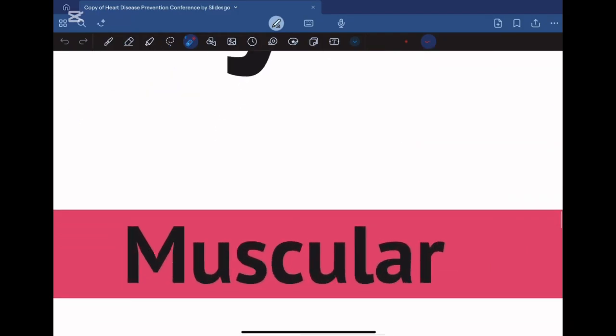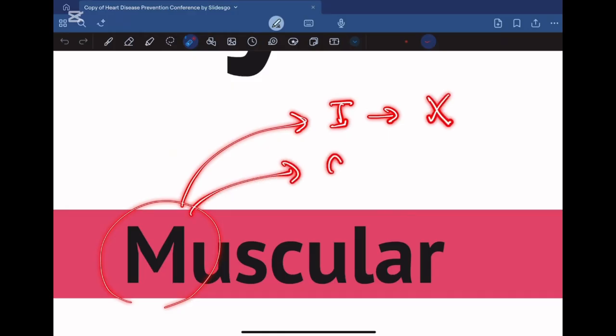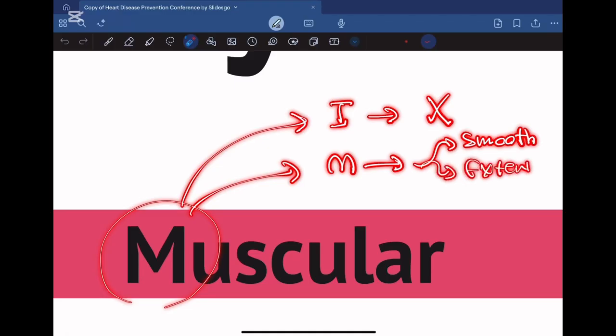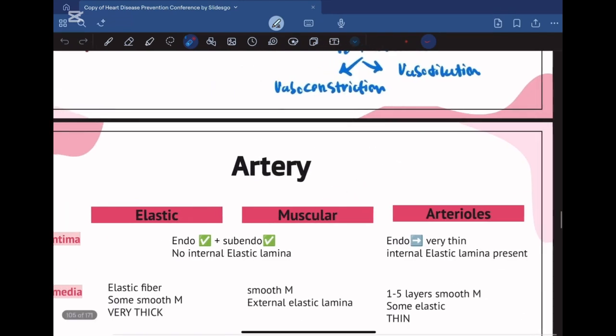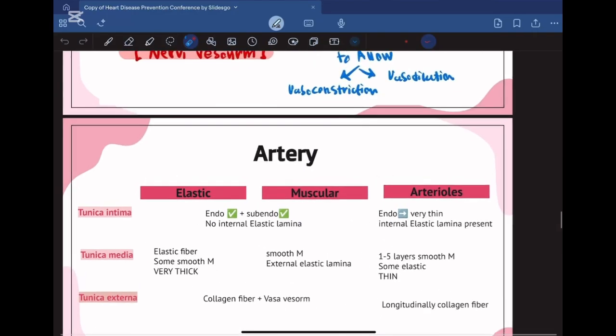Moving on to the muscular. In the tunica intima of the muscular artery, is the internal elastic lamina present? Not present. Bravo. And in the media, what is the thickest thing that will be present? Smooth muscle, plus what else? It will have a very visible external elastic lamina. Okay. And the adventitia, the last layer, is the same as the elastic: collagen fibers plus vasa vasorum.